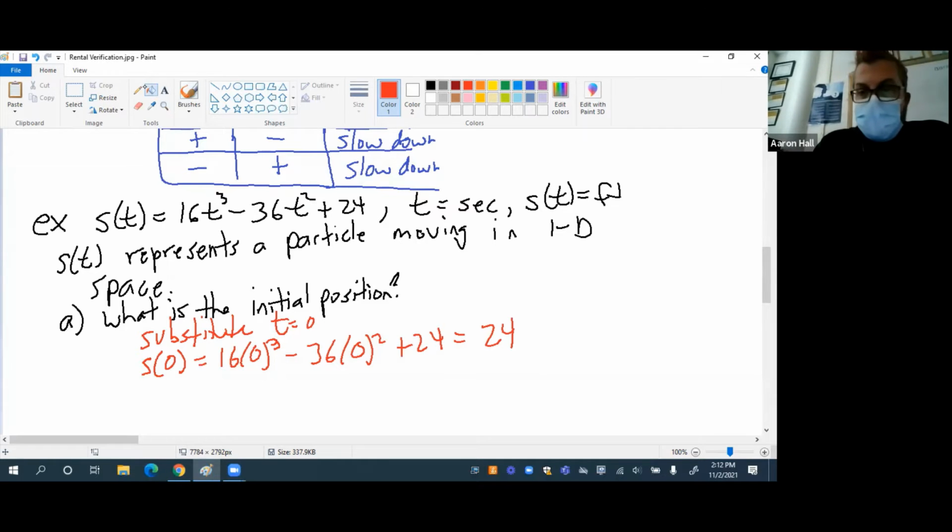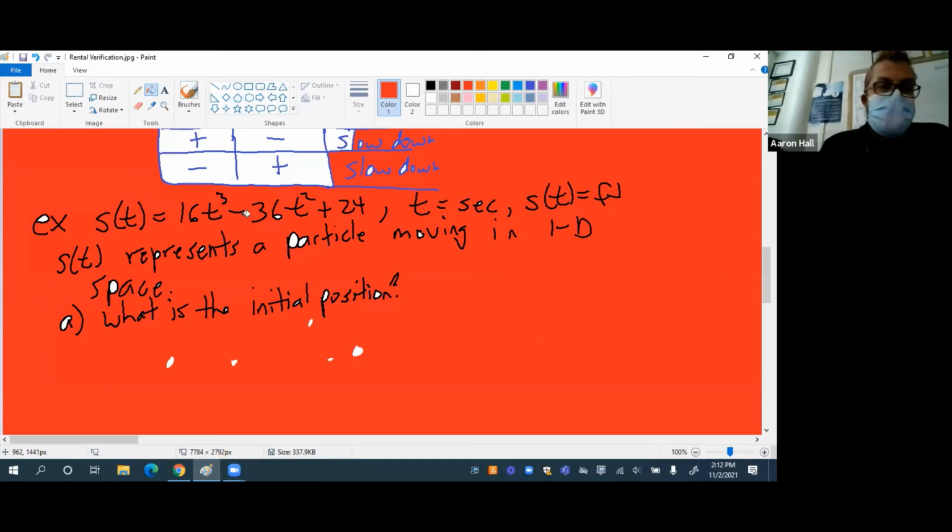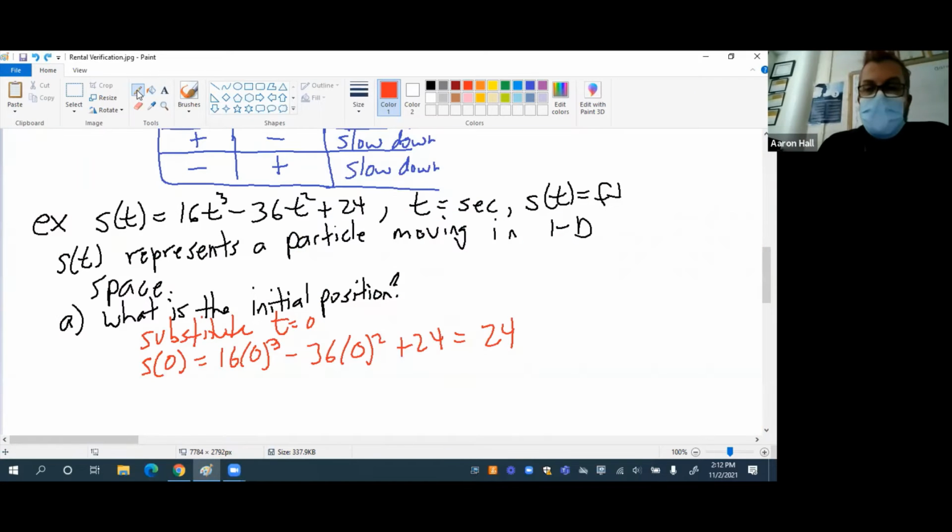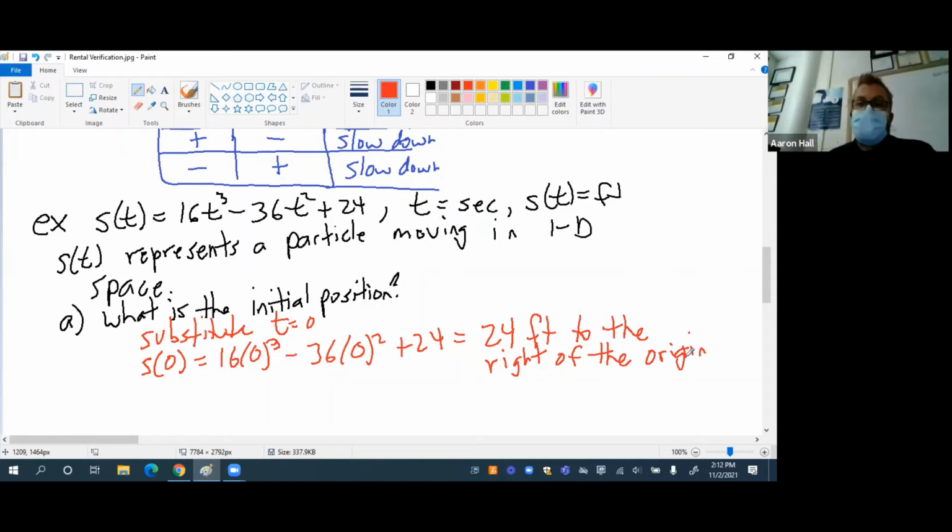Which means what? Yeah, feet to the right of the origin. That's where I start. So if you wanted to graph this out, here's my Cartesian grid. I start at 1, 2, 3, 4, 5, 6, 7, 8, 9, 10, 11, 12, 13, 14, 15, 16, 17, 18, 19, 20, 21, 22, 23, 24. I'm way over here. That's my starting location. I'm only moving left to right.